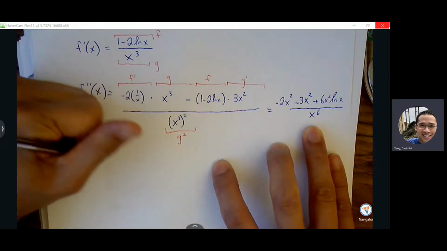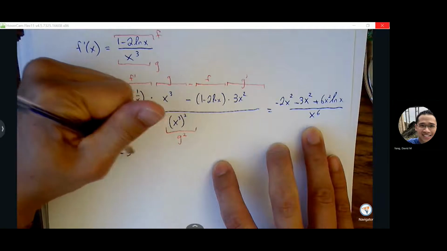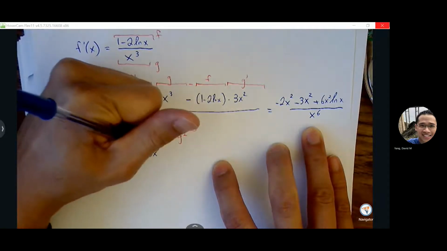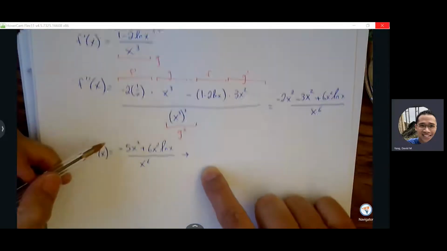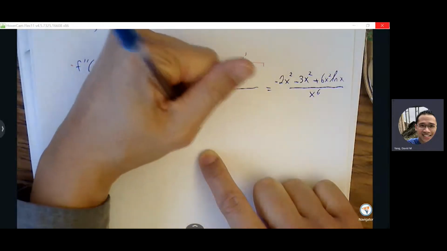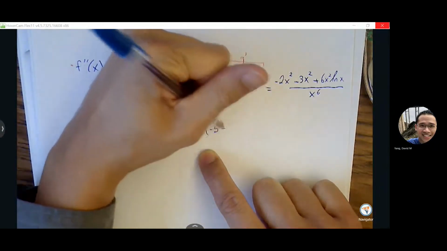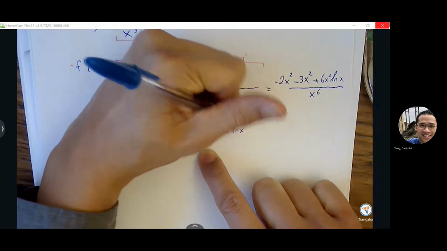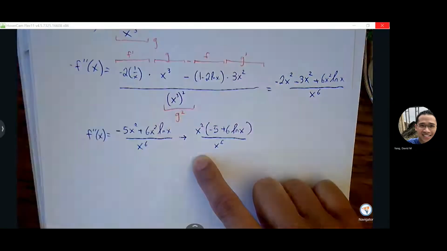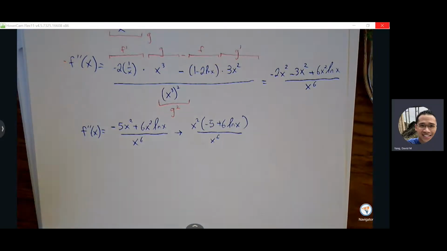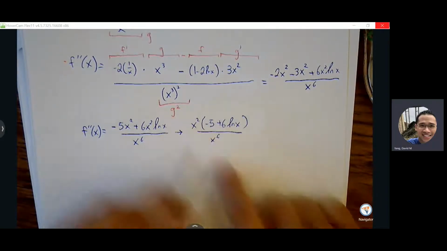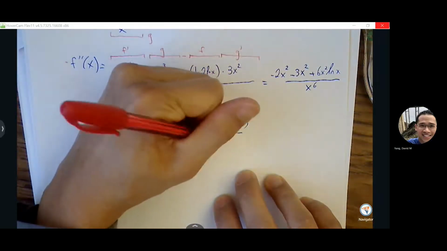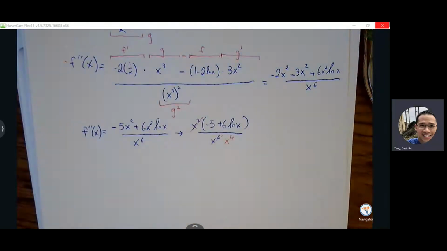All right, continue cleaning up. Take out a GCF of x squared. Okay, I can take x squared away from numerator and denominator. So there's our cleaned up second derivative function.